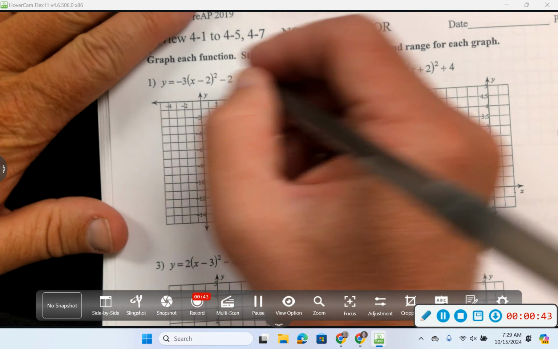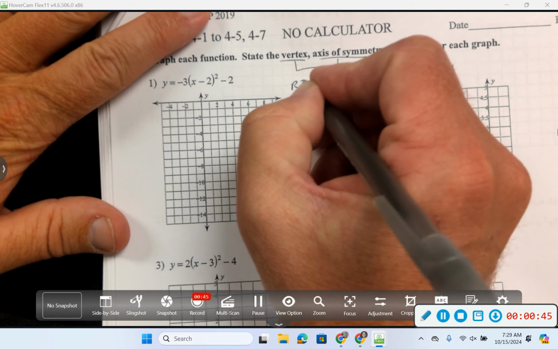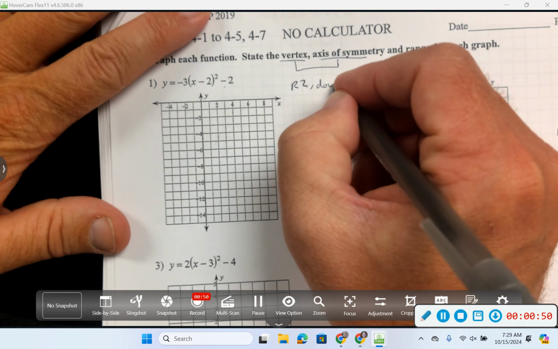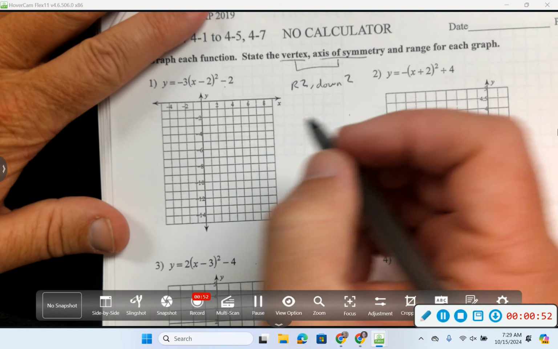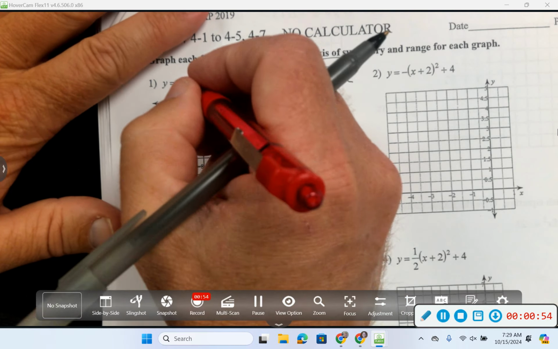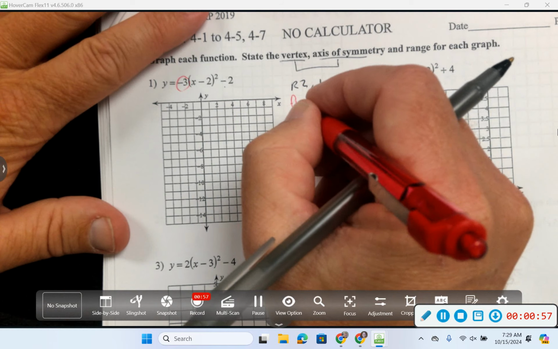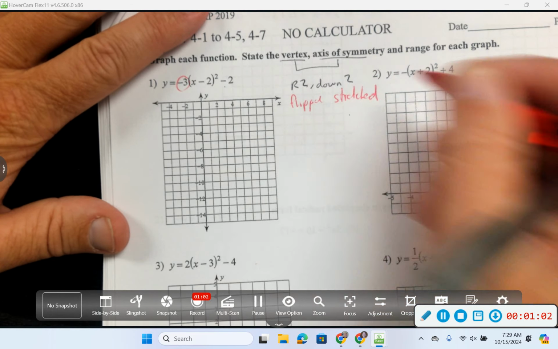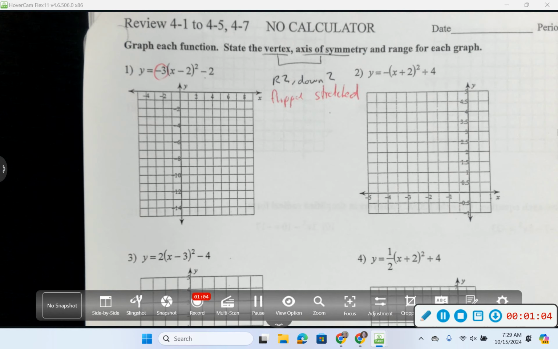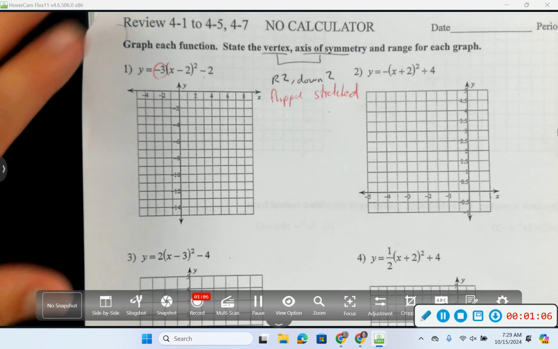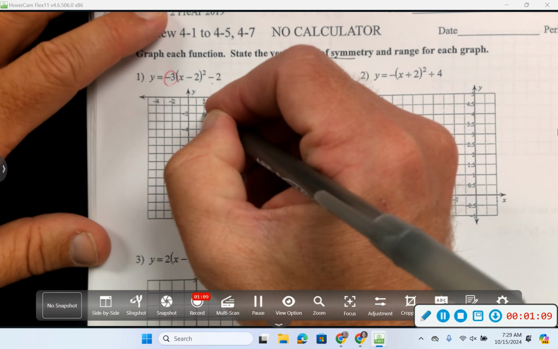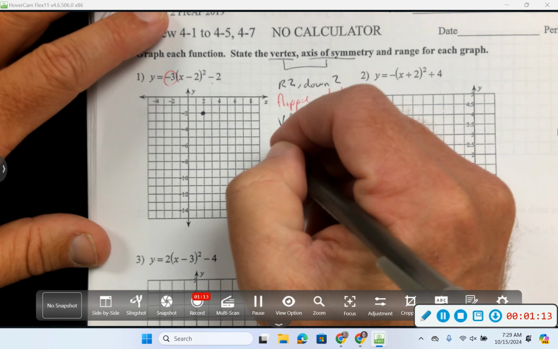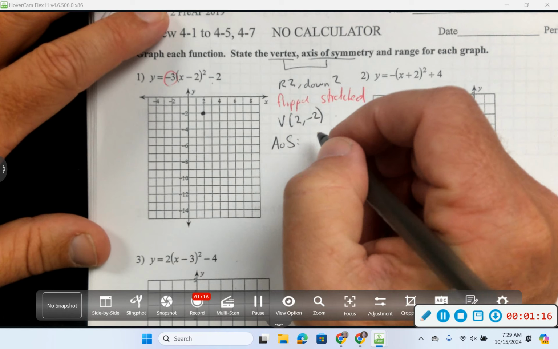But vertex form is nice because we look at the -2 and that says right 2. And then this -2 means down 2. I guess while I'm thinking about changes, the -3 means flipped and stretched. So this has all of the things that we could change about the problem. So right 2, down 2, there's my starting point. That's my vertex, 2, -2, which means my axis of symmetry.